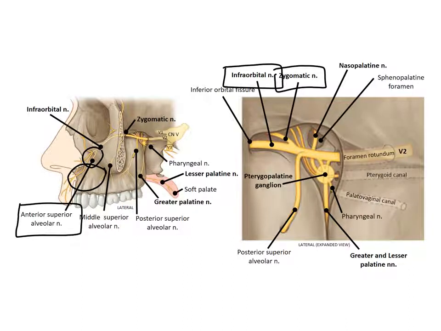And lastly, there are the greater and lesser palatine nerves, which descend from the pterygopalatine ganglion, as shown here. These nerves will exit onto the hard and soft palate via the greater and lesser palatine foramina. The greater palatine nerve will supply the majority of the hard palate within the oral cavity, while the lesser palatine nerve will supply the soft palate.